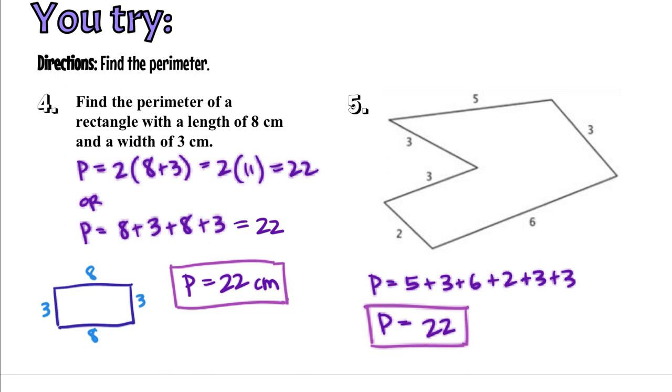In number 5, it's a very irregular polygon. And when you add up all the side lengths, you end up with a perimeter of 22. And there is no units on this one, but make sure you added your centimeters in number 4.